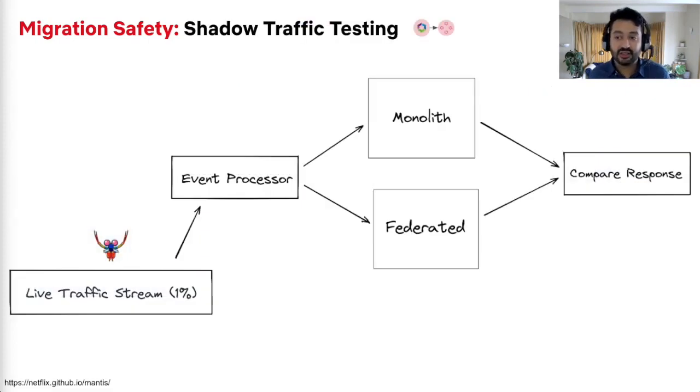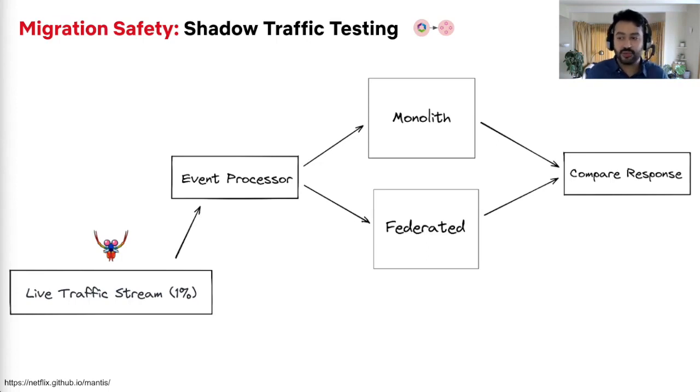And we also use another technique called shadow traffic testing, specifically for moving from the monolithic to federated GraphQL. Since the API and the query are exactly the same, but the underlying implementation is different, we can use this technique. We have this tool called Mantis, with which we can sample random traffic events. And with this, we can build a simple event processor that sniffs this random traffic event and sends the same request to both the monolithic and federated, pretending to be an actual user.